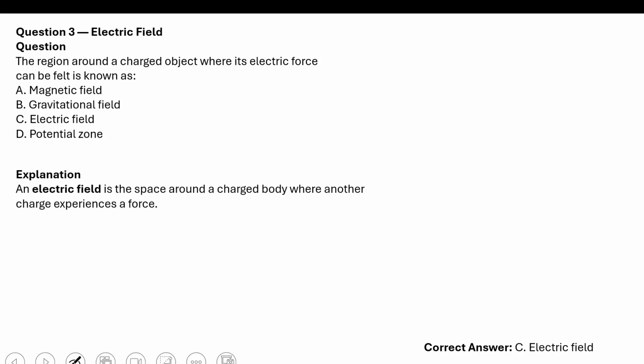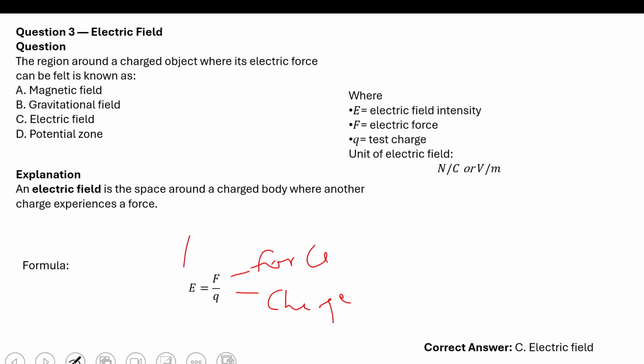But explanation: an electric field is actually the space around a charged body where another charge experiences a force. So the formula is actually force per unit charge, where F here is force and Q here is the charge. So this is the electric field. The unit of electric field is Newton per Coulomb because force is in Newton and charge is in Coulomb.